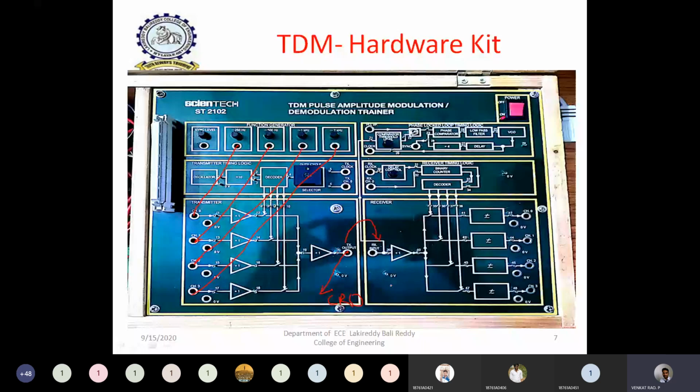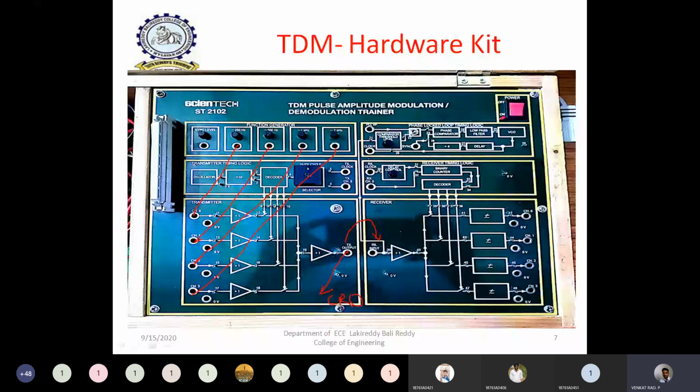Again there is a timing clock. The same clock must be used here, both in multiplexing and demultiplexing, because both operations must be synchronized. Only then are we able to reconstruct the original signal perfectly. For that synchronization, we need the same type of clock signals on both transmitter and receiver side. That's why this is the transmitter timing logic and this is the receiver timing logic.